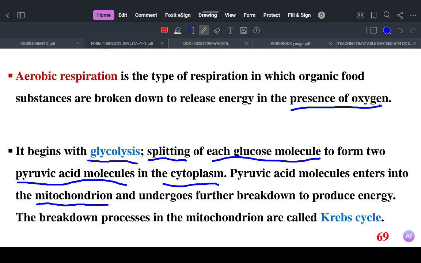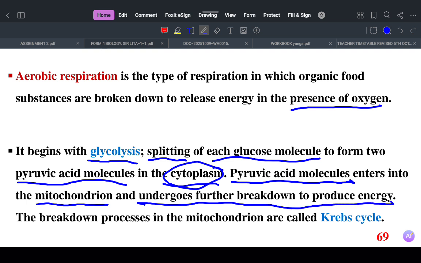All right, so once the pyruvic acid molecules are formed in the cytoplasm, they enter the mitochondrion, where they undergo further breaking down to produce energy. So you need to understand this very well.